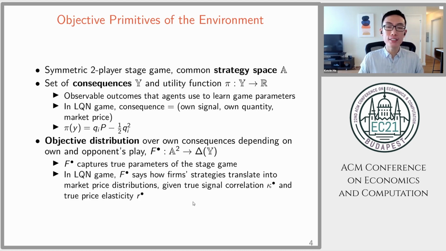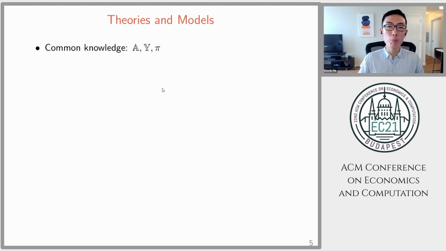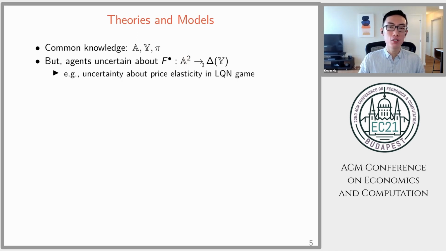Right? So in the example from before, this F would say how two strategies from the two firms translate into a distribution over market prices and other things, given the true signal correlation among the two firm signals and given the true price elasticity. Now, of these primitives I've introduced, agents know most of them. They know the strategies, they know the consequences, and they know the utility function. What they don't know and what they're trying to learn is this F, this mapping from behavior into consequences, right? So for instance, when you're uncertain about the price elasticity in that example, you're then uncertain about this mapping.